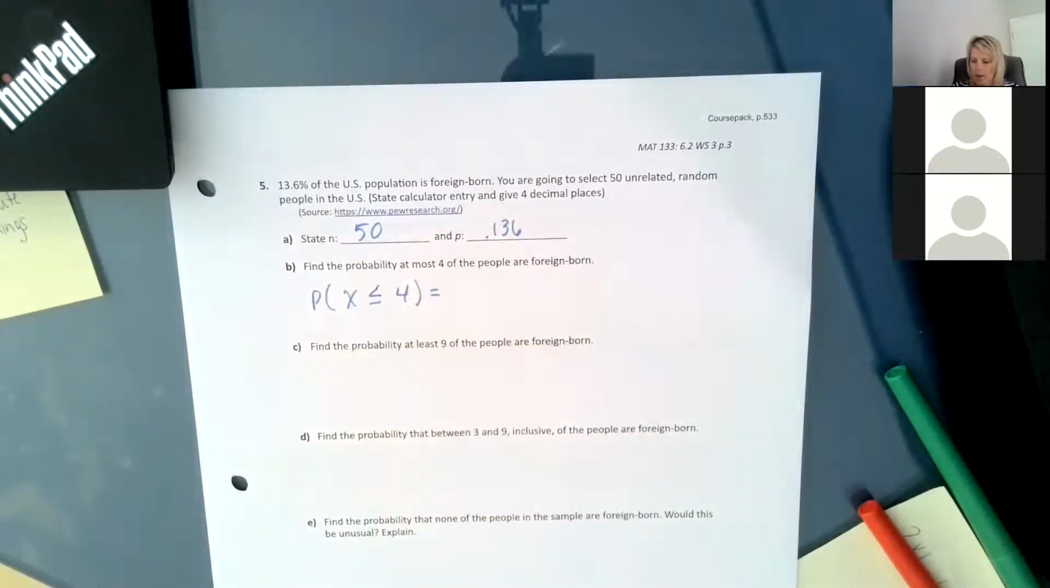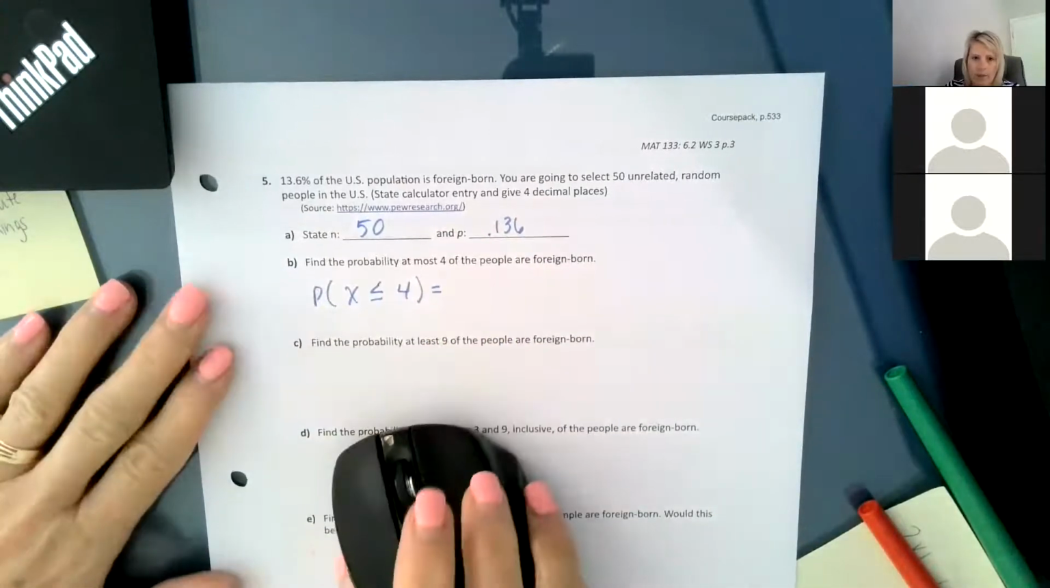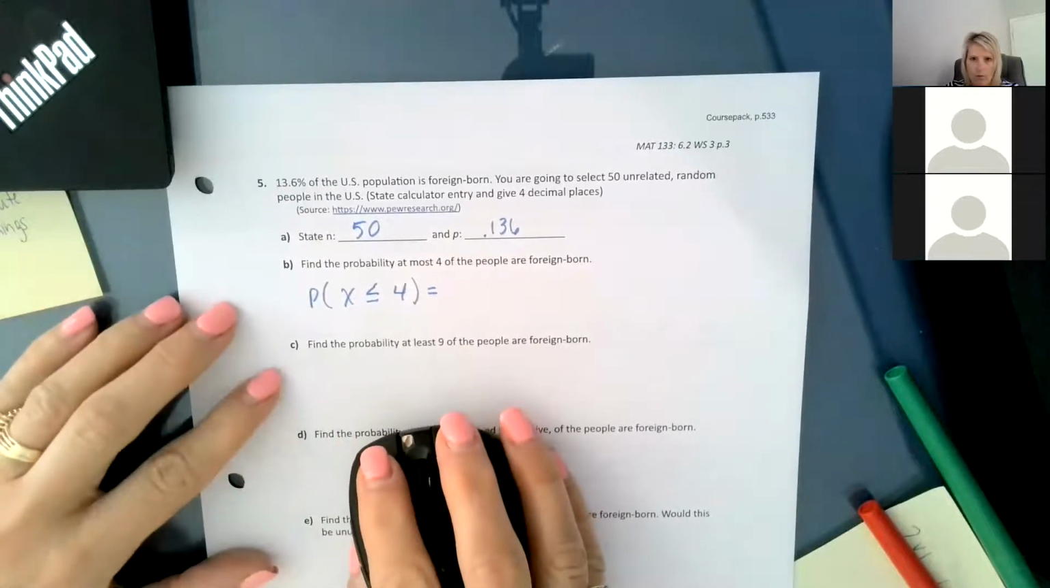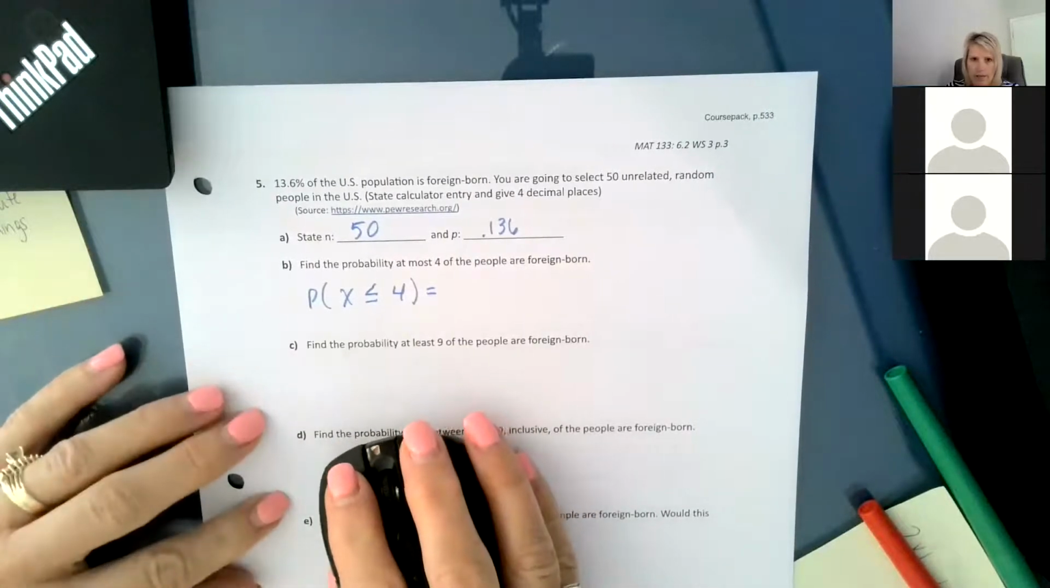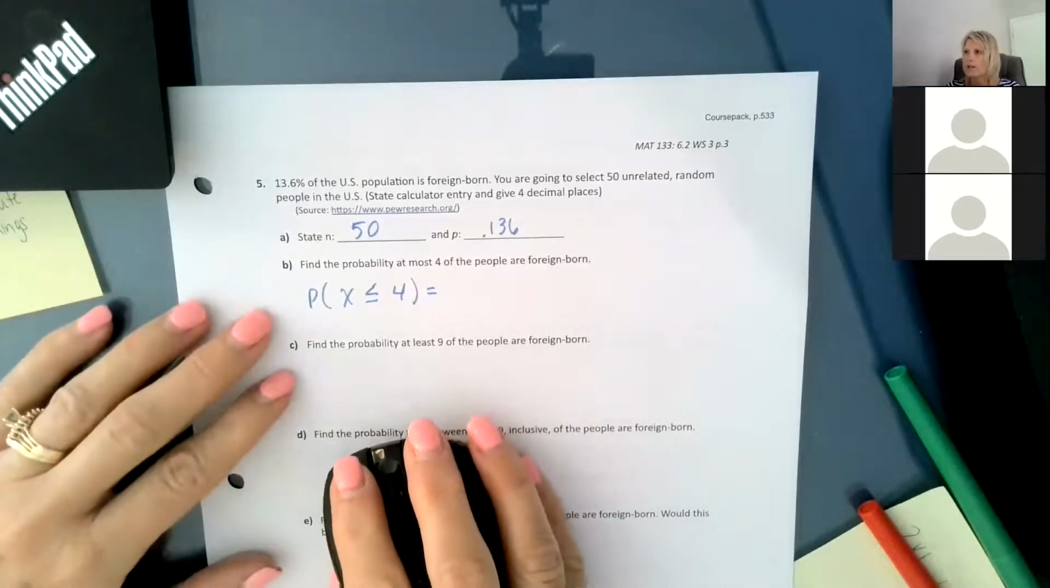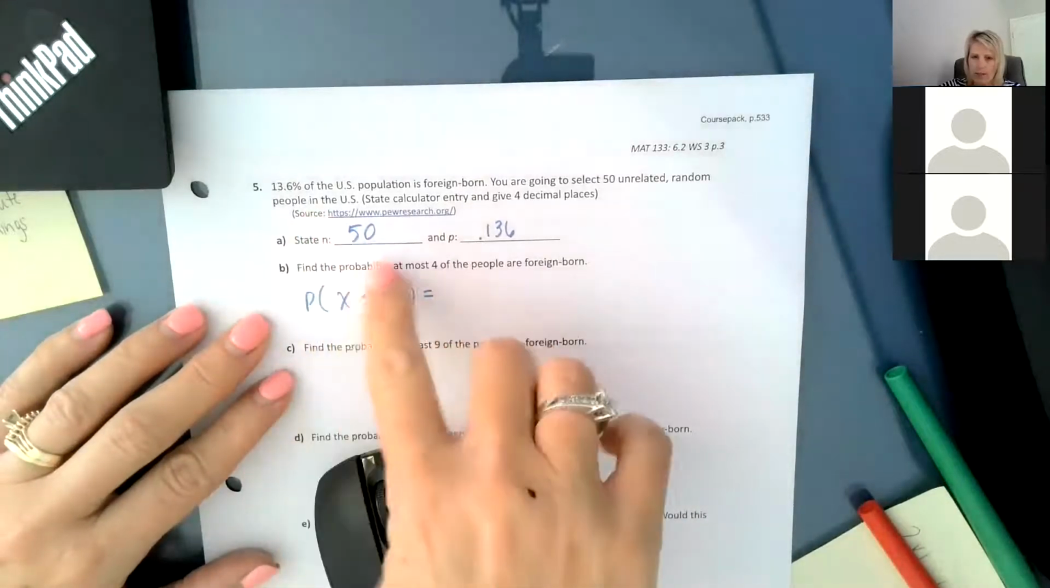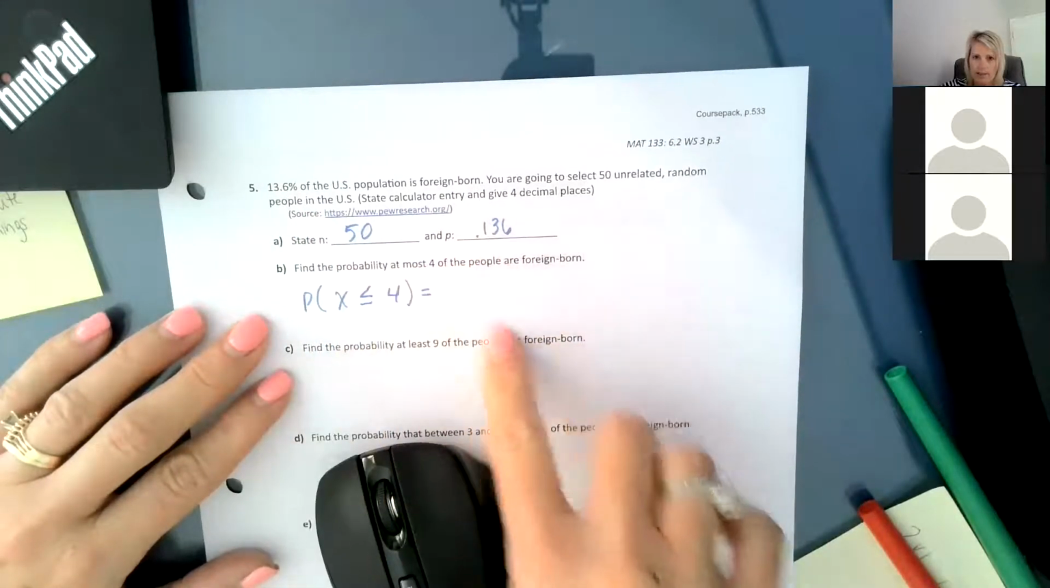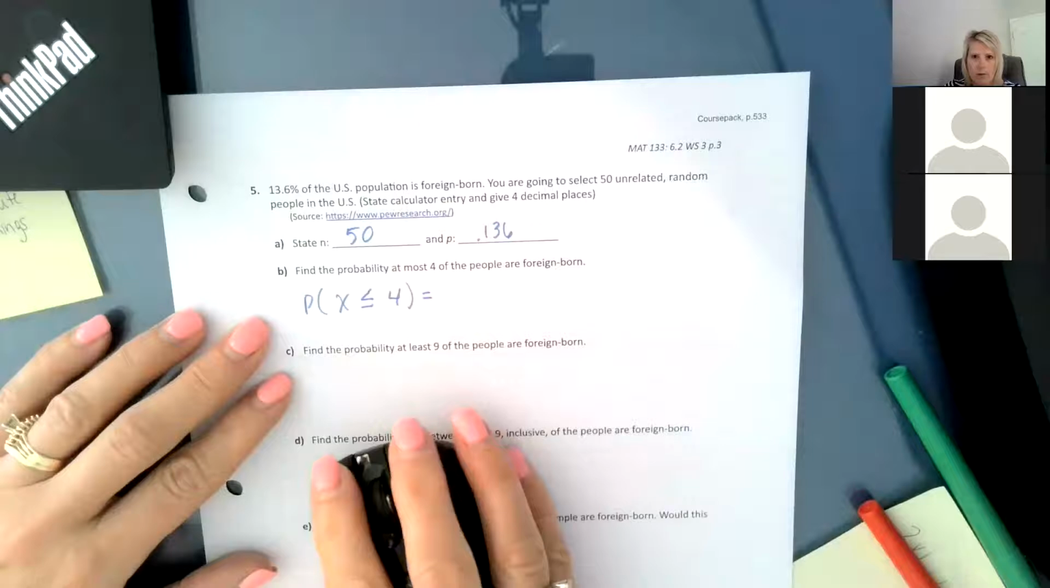So I'm going to let you pause for just a minute, and then when we come back, we'll fill these in together. So go ahead and go to StatCrunch, and you're going to enter in your N is 50 and your probability of success, and then your different situations, and see what you come up with.